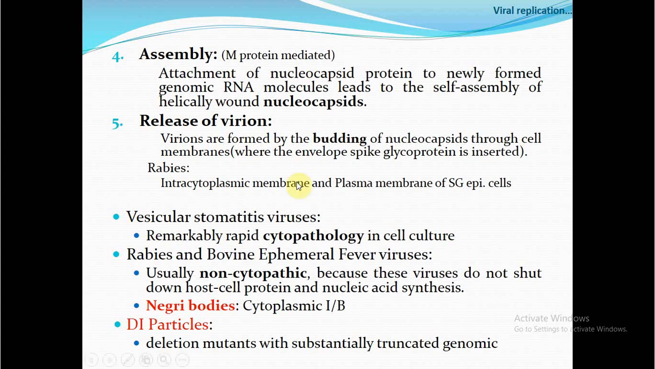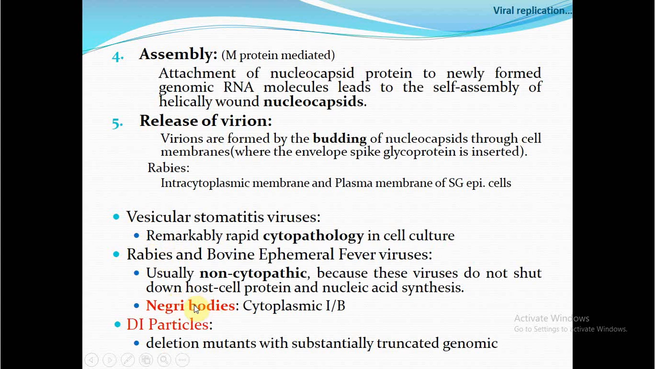Now in specific, these are the three important viruses, namely vesicular stomatitis virus, rabies virus and ephemeral fever virus. Vesicular stomatitis is generally considered cytopathic. It means they are rapid growers and they can destroy the cell. In contrast, rabies virus and bovine ephemeral fever virus are considered non-cytopathic. They are slow in growth, and they do not kill the host cell, because they simultaneously allow the cell protein production and nucleic acid synthesis.